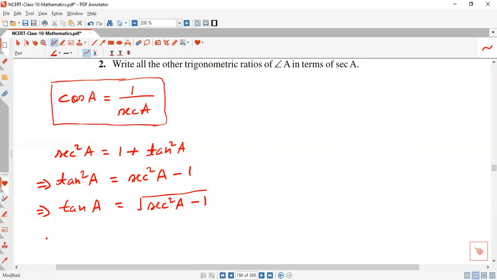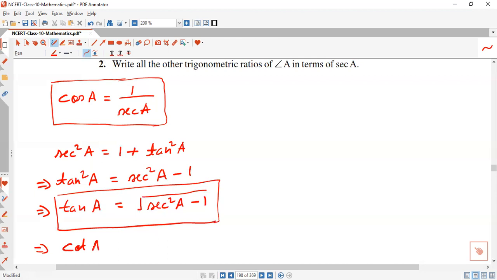Tan A is known to us. Now cot A is a reciprocal of tan A. So cot A equal to 1 upon tan A. So this will come out as 1 upon under root of sec square A minus 1.